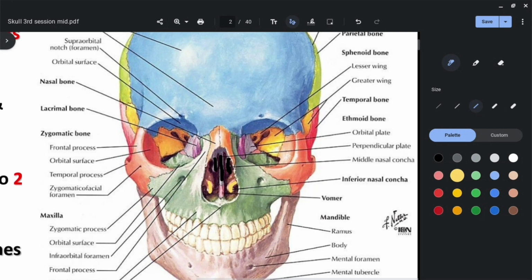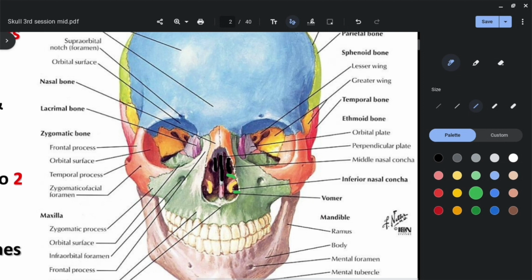In between them we have the middle meatus. I would mark it with another color. This portion is the middle meatus, and here we have the inferior meatus. As I talked about earlier, the perpendicular plate is attached to the vomer, and they both make the septum. So here we can see they make the nasal septum.